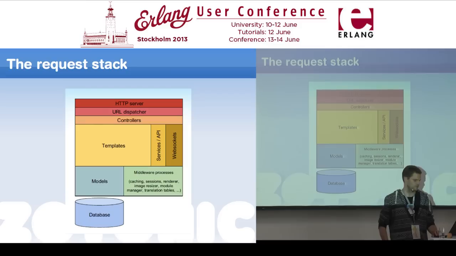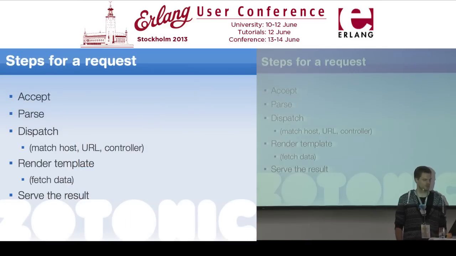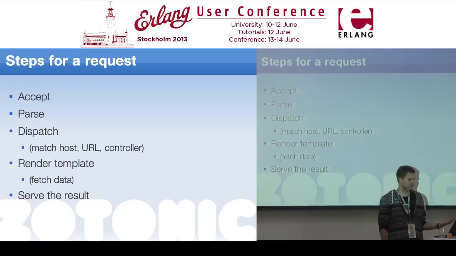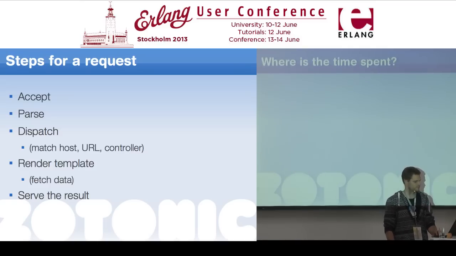In one of the earlier presentations, I had a supervision tree in here, but it's a bit too big to fit on the slide. But for the steps of a request, this is basically what happens, right? You accept your socket, you parse it, you dispatch it to the matching controller based on the host name and the path. And then you render the template, probably, and the template fetches some data, and you serve the result back.